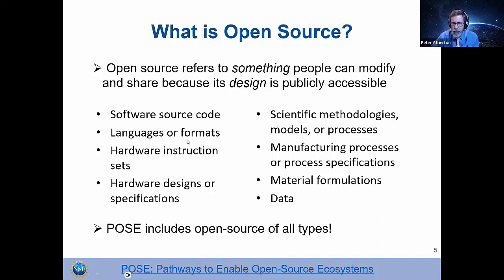Could be languages or formats, could be hardware instruction sets, hardware designs or specifications, could be scientific methodologies, models or processes. It could be manufacturing processes or process specifications. Could be material formulations, could be data, could be other things. The key point I want to make here is that POSE includes open source of all types. It is not limited to, for example, open source software, which is probably the most common example. It's not limited to any particular type of open source. It's open to all types of open source.